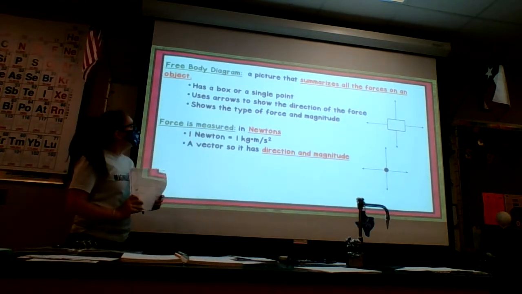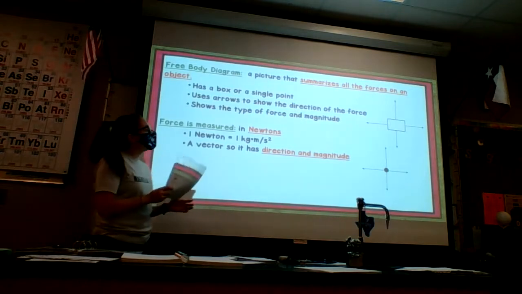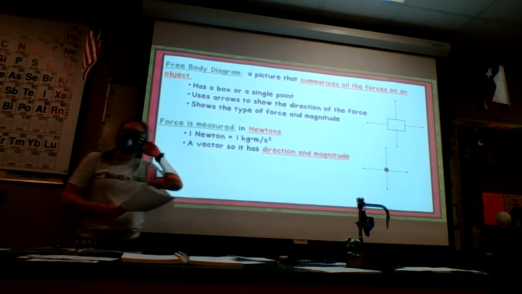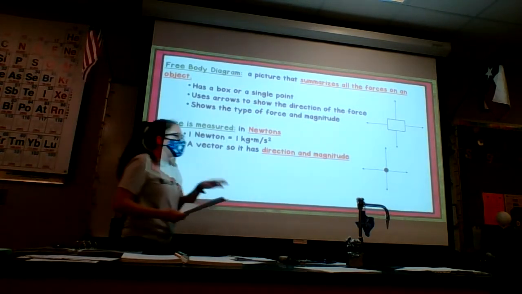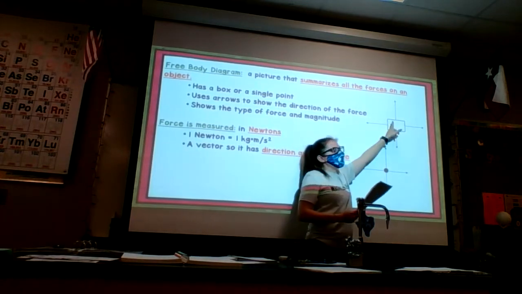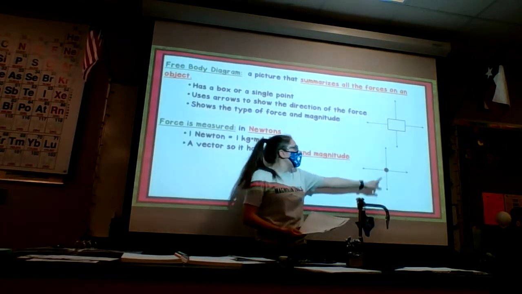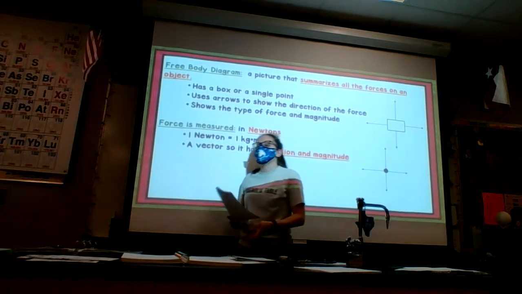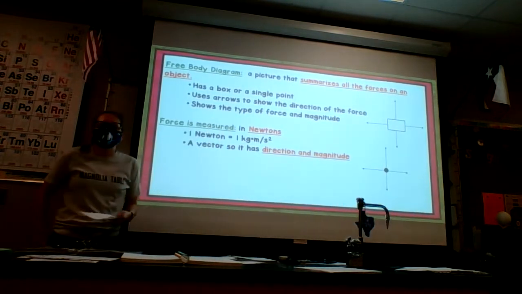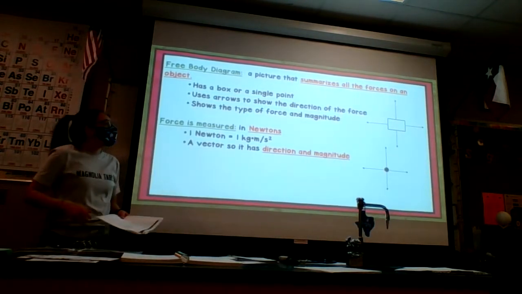Okay, I like to use boxes. Okay, so whenever I draw free body diagrams, I draw something like this. If you like to use the point system, you can do that as well. Okay, I like boxes. It's kind of easier for me to see that way.